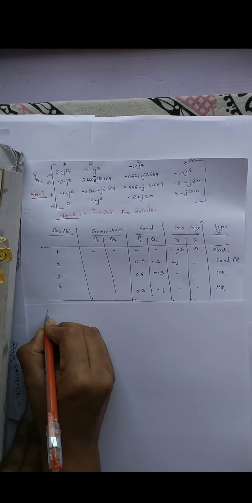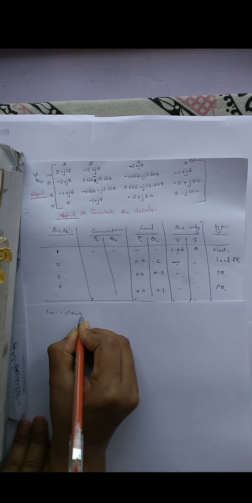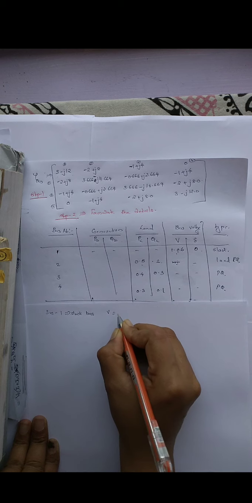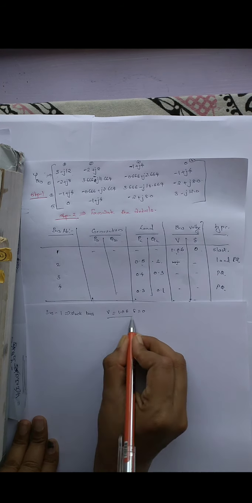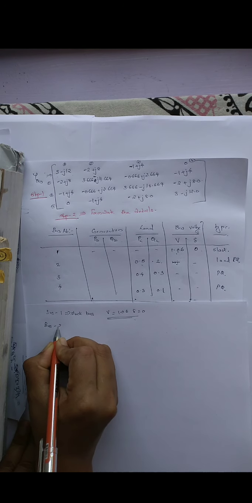First bus 1. Bus 1 is a slack bus. We don't have to find out any of the data because it is given: V is equal to 1.06 and delta is equal to 0. So these are the values given. Next we have to find it out for bus 2.